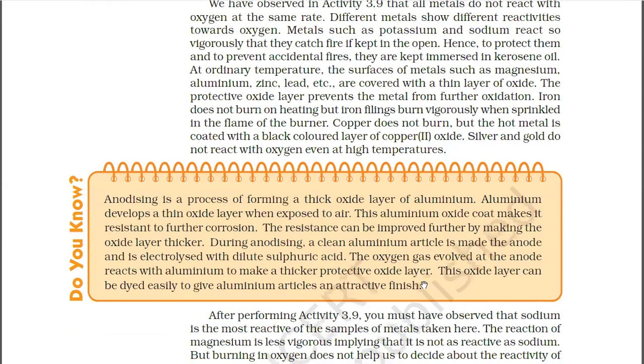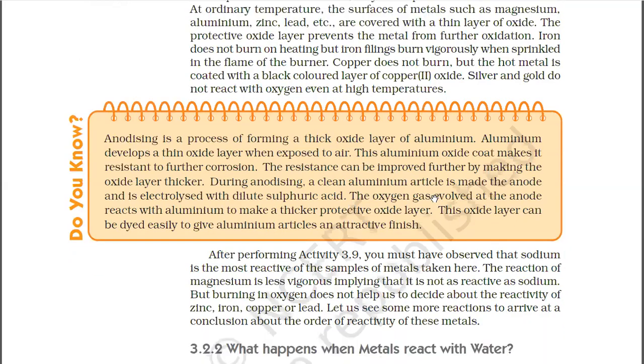Silver and gold do not react with oxygen even at high temperatures. Do you know? Anodizing is a process of forming a thick oxide layer of aluminium. Aluminium develops a thin oxide layer when exposed to air. This aluminum oxide coat makes it resistant to further corrosion. The resistance can be improved further by making the oxide layer thicker.